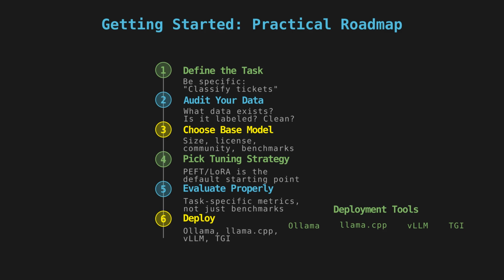Step 3. Choose a base model with the right size, license, and community support. Step 4. Start with PEFT or LoRA as your tuning strategy. Step 5. Evaluate on task-specific metrics, not just generic benchmarks. Step 6. Deploy using tools like Ollama for local experimentation, llama.cpp for CPU and edge deployment, vLLM for scalable serving, or TGI for production. The ecosystem is ready. You just need to start.